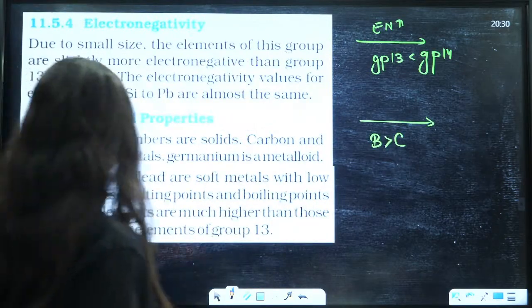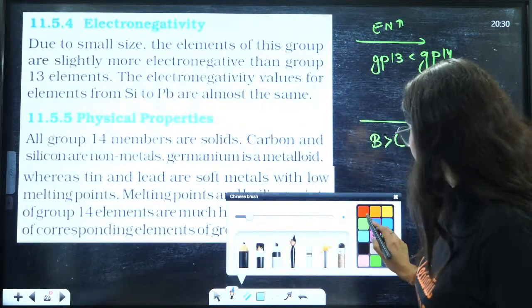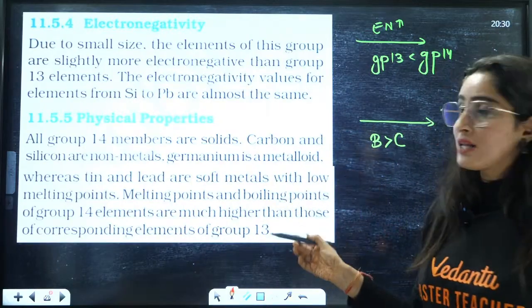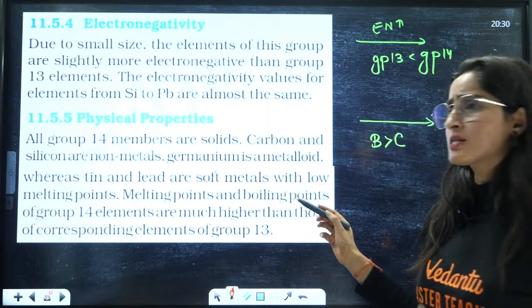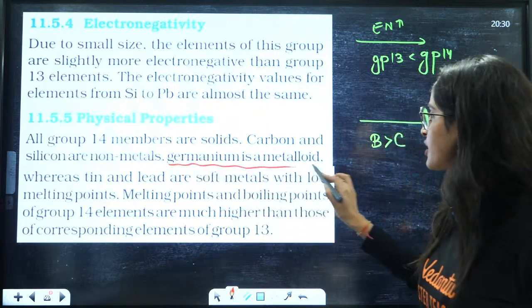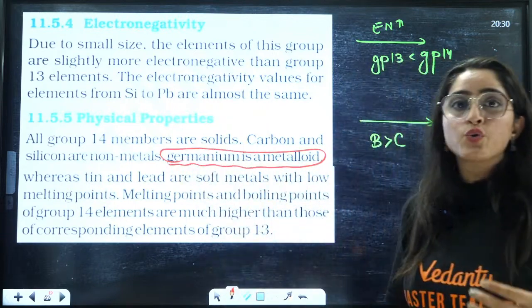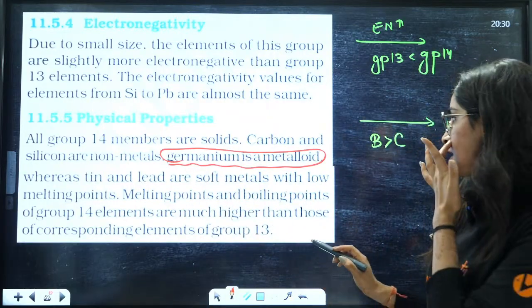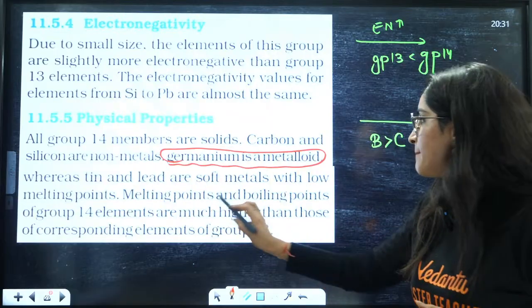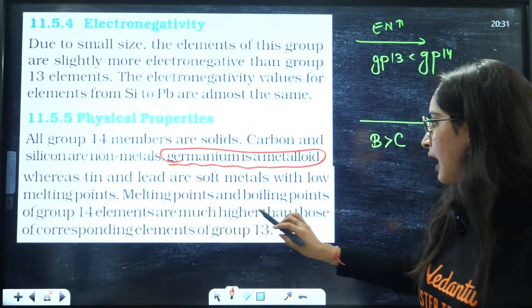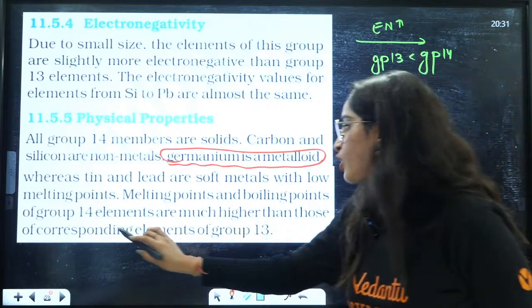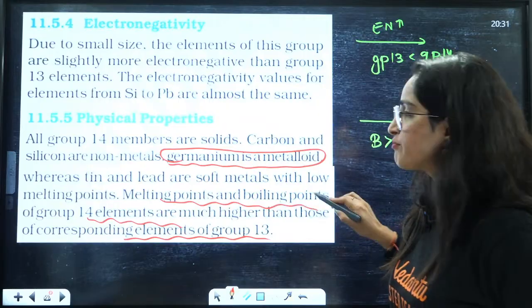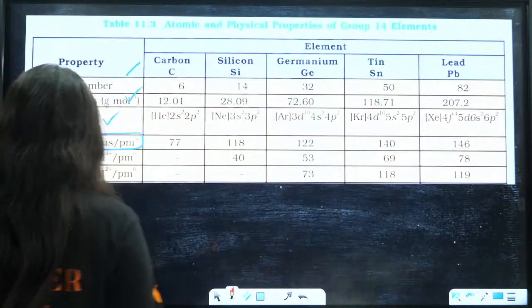Next is physical properties. All group 14 elements are solids. Carbon and silicon are non-metals, germanium is a metalloid. Very, very important that germanium is a metalloid. That is why it is used in semiconductors. Whereas tin and lead are soft metals, right, with low melting points. Melting points and boiling points of group 14 are much higher than those of corresponding group number 13, right? Group number 14 will have more boiling point as compared to group number 13.